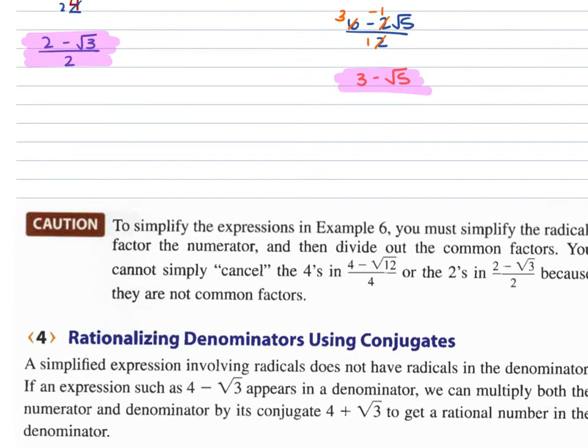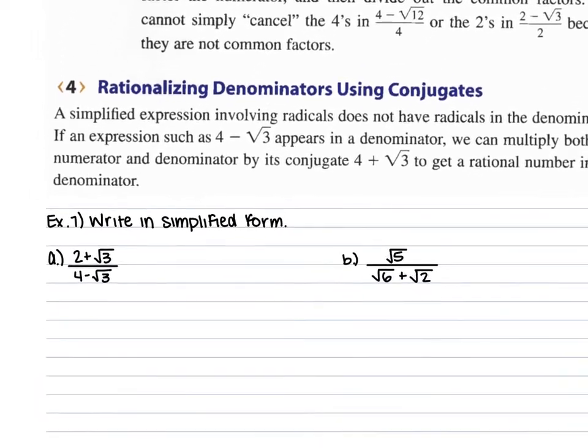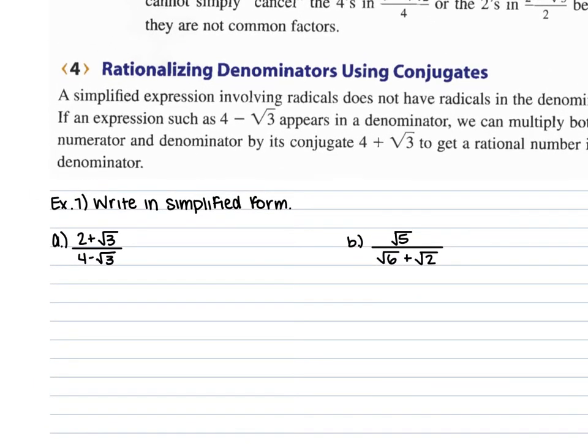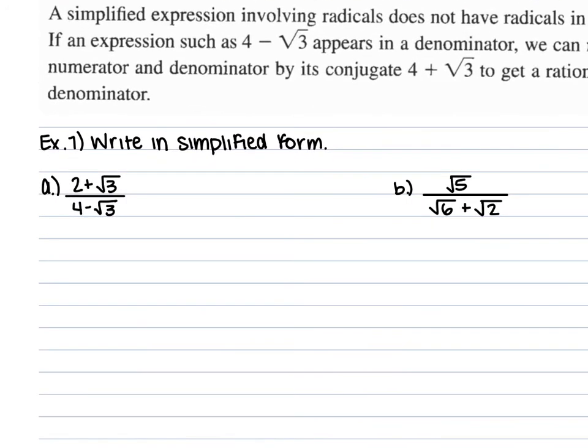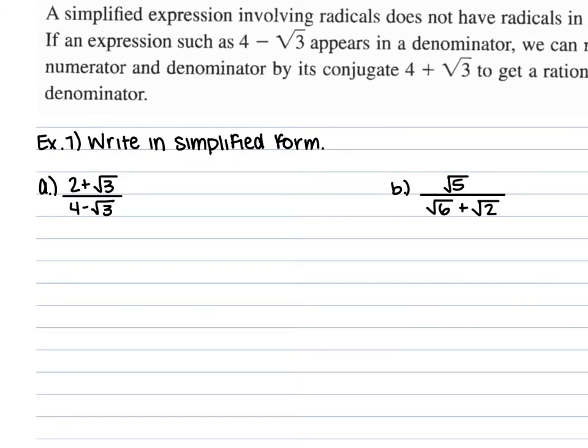For the next part of our lesson, we're going to be rationalizing denominators using conjugates. Conjugates, you're going to look at the denominator of these fractions. They're going to have an expression like a binomial that contains a radical. If that is the case, you have to multiply the top and the bottom of that fraction by the conjugate of the denominator. The conjugate of the denominator, you're going to keep both terms but switch the sign between them.